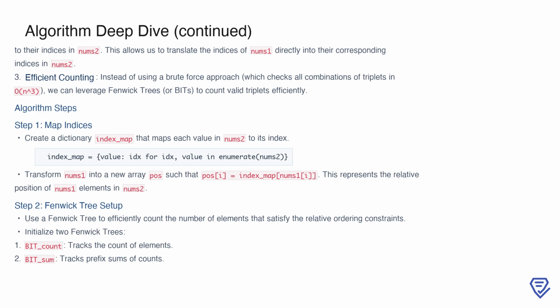With the transformed array in hand, we turn to efficiently counting valid triplets. Instead of using a brute force approach, which would require checking all possible triplet combinations in O(n^3) time, we use a Fenwick tree, also known as a binary index tree (BIT). This data structure enables fast prefix sum and update operations, making it ideal for counting indices that satisfy the required constraints. We initialize two Fenwick trees, one to track the count of elements and another to calculate prefix sums of these counts, both of which will be used during the traversal of the pos array.